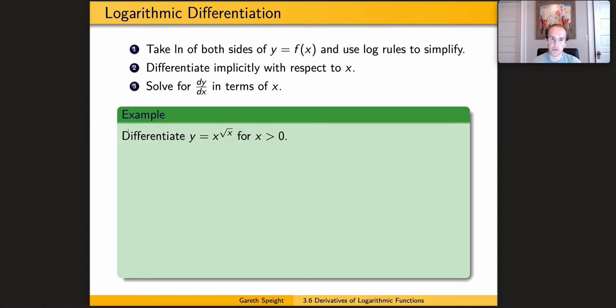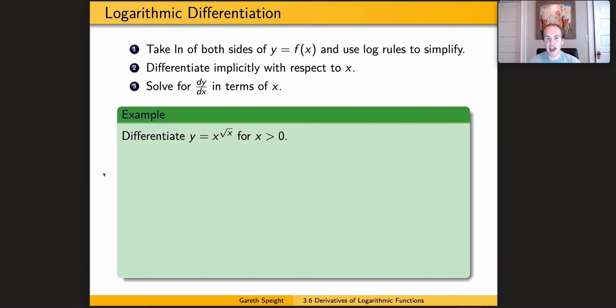And before we saw rules where the base was a variable, but the power was a constant, right? The x to the n rule. We saw a rule where the base is a constant, but the power is a variable, right? Like the b to the x rule. But we didn't have anything where they're both variables. So let's see how to do this, and let's do logarithmic differentiation.